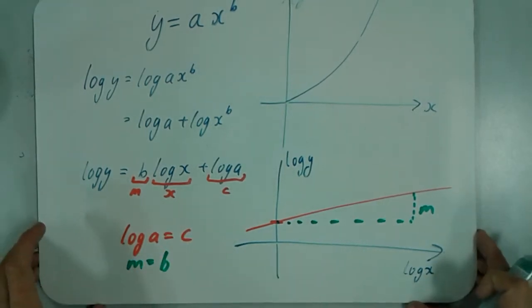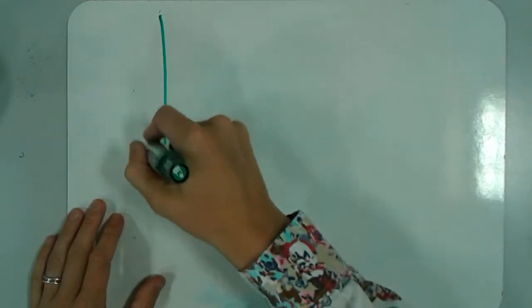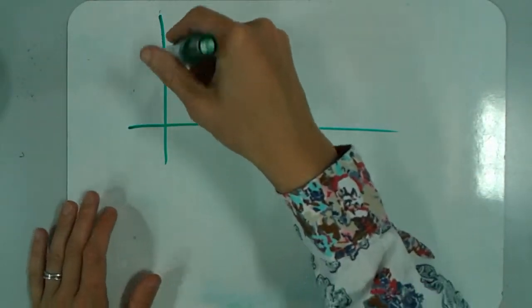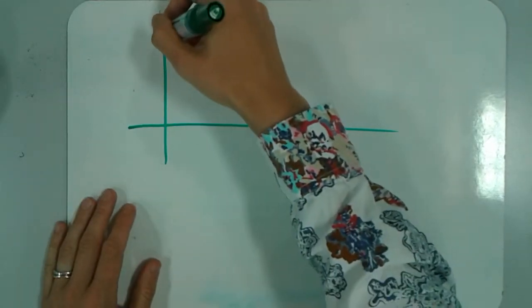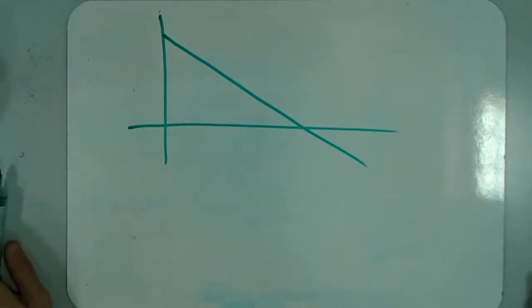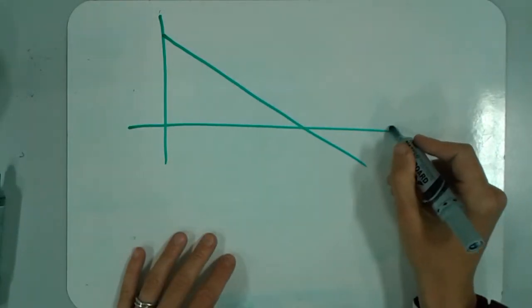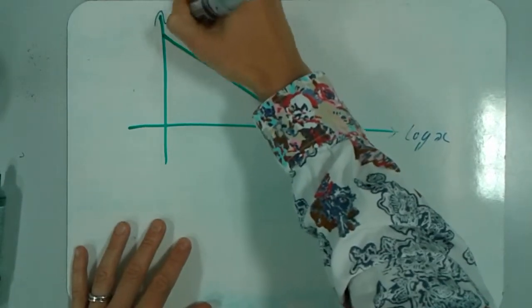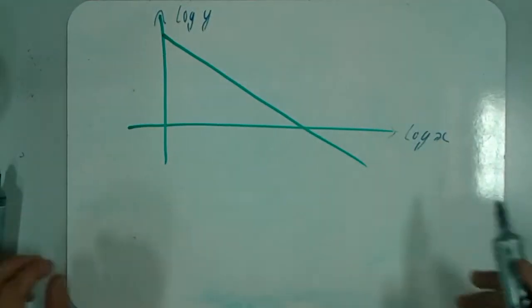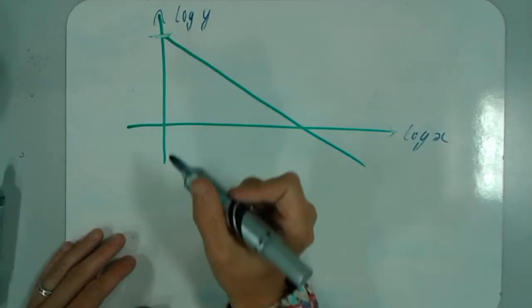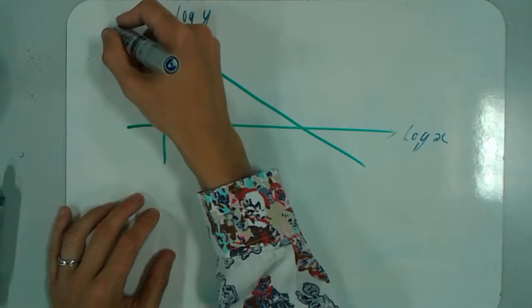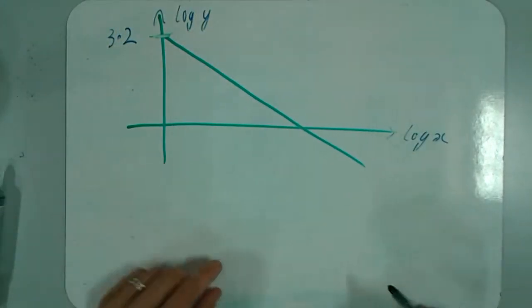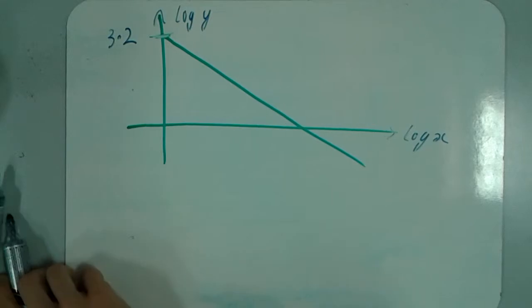Okay, so just like before, let's see how we work through that and see what it actually looks like. If we just take an example, let's say that we have our graph, and let's give ourselves a negative gradient this time. Why not? It will still work exactly the same. So we have our log x-axis and our log y-axis. We'll say that we know the y-intercept. Let's say that is 3.2.